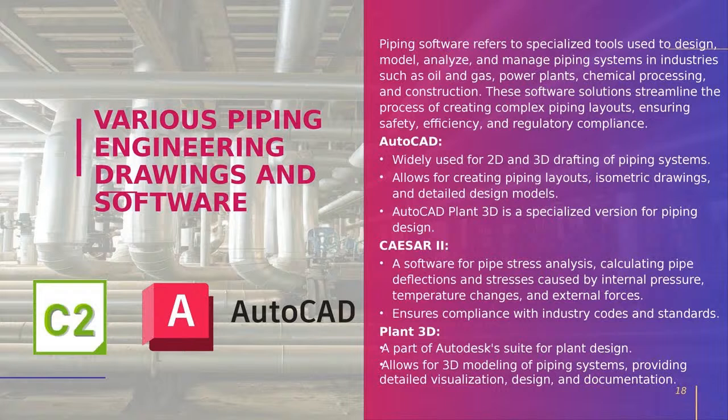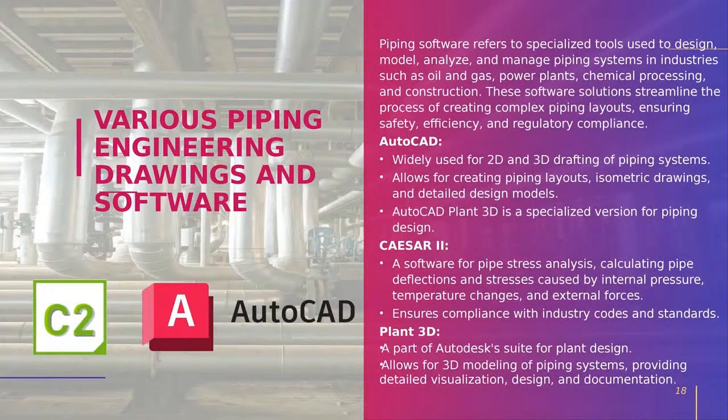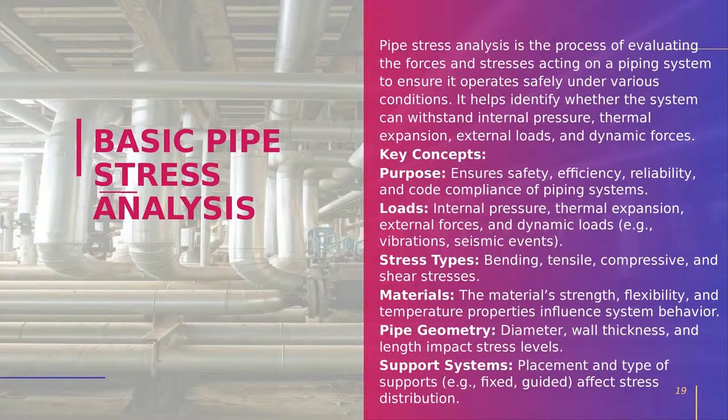And then Plant 3D, like I explained earlier, E3D, Plant 3D, PDMS. These are all 3D model software. We use them to design the whole plant, like E&I, civil, mechanical, piping, everything, in a 3D model. We will see this software in detail, and which software is widely used for which job will all be discussed in detail. Next.